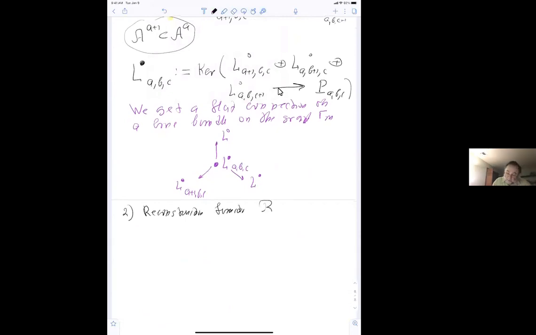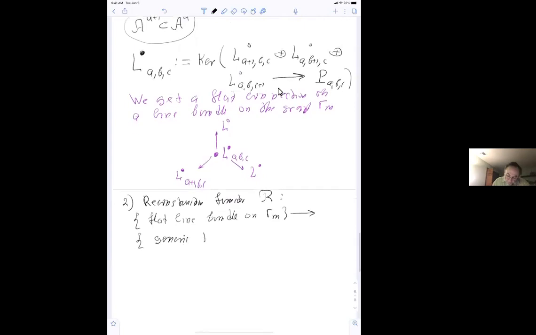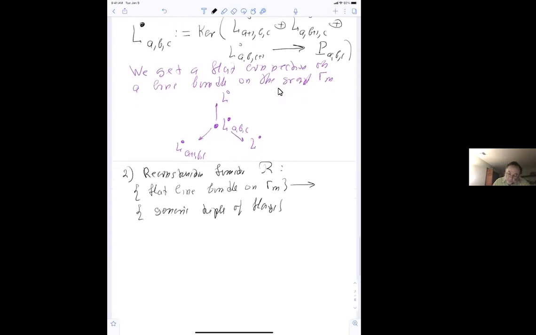R. And so what it does, it takes a flat line bundle on the graph gamma m, and it produces out of this a generic triple of flags. So how do you do this? Let's call this flat line bundle L sitting here.